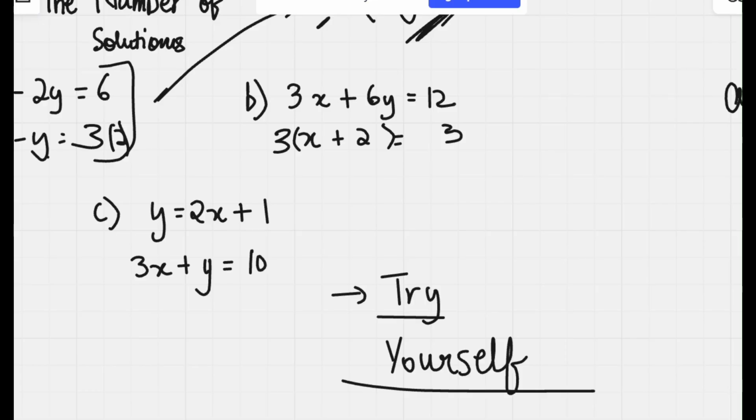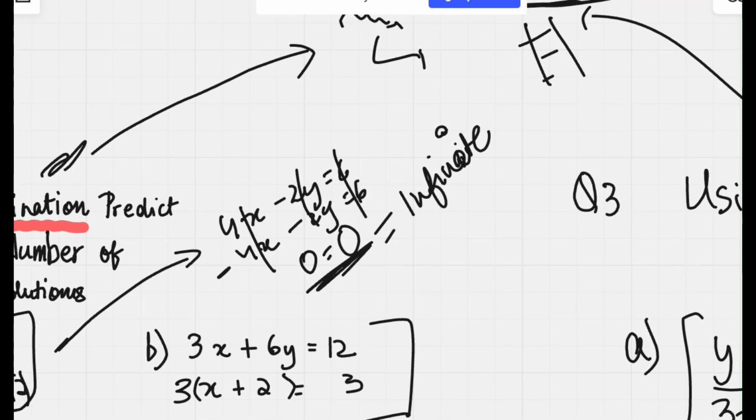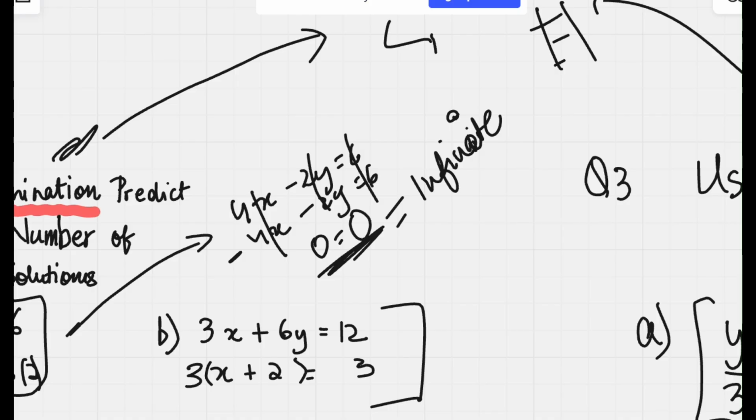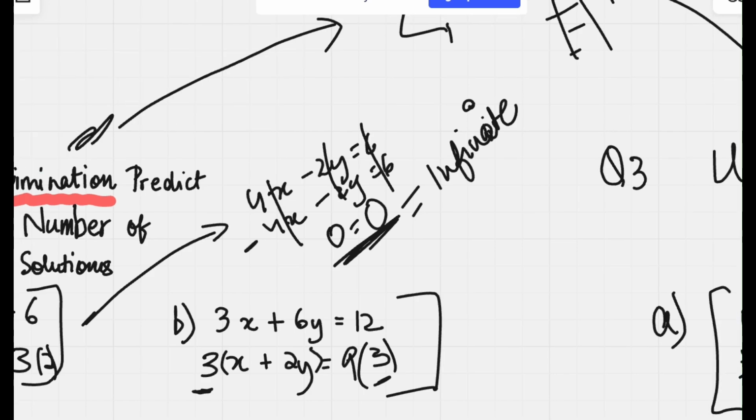Now let's try B. We have 3x plus 6y equals 12 and x plus 2y equals 9. You might be wondering why I put the 3 here, aren't you? I was just trying to confuse you guys. I'm sorry. So here we looked at the x and we looked at the y. What do we need to make this x equal to the x on top? We have 3 x's here and we have only 1 x here. So we multiply the equation by 3.